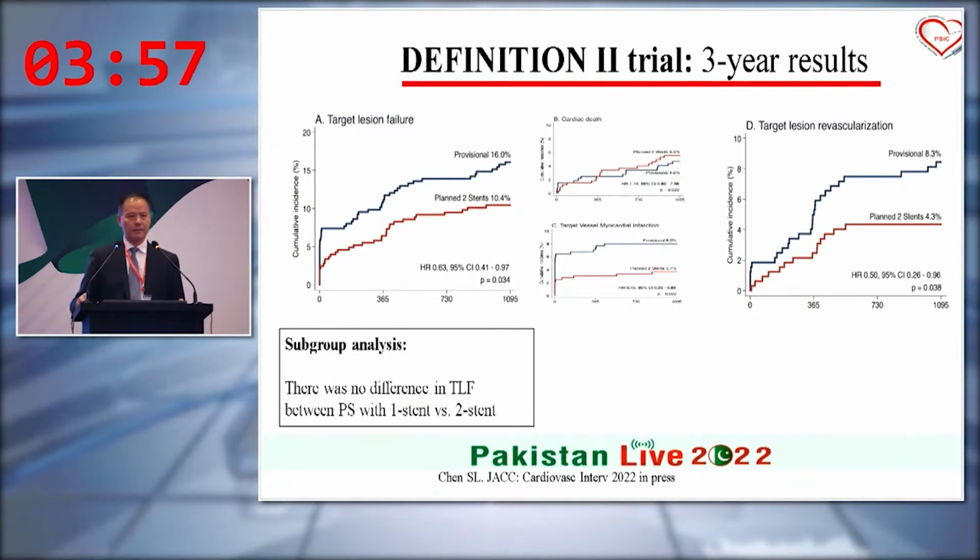So almost 9 years ago, we merged several Chinese databases together. We tried to establish criteria, which nowadays are called the DEFINITION criteria, from 1,550 patients with true coronary bifurcation lesions. So the major criteria included side branch lesion length minimum 10 millimeters for left main or non-left main bifurcation lesion.